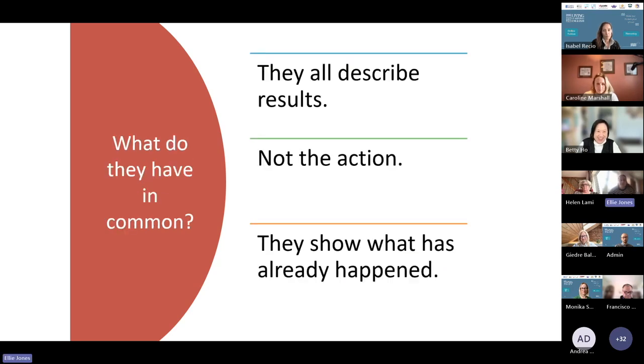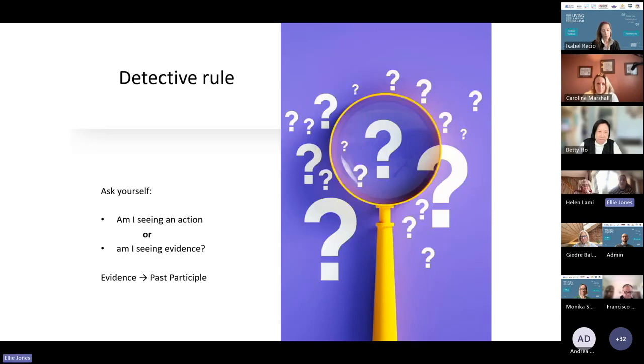So what do these past participles have in common? They all describe the results, not an action. The result of the action is what we are interested in. They talk about something that has already happened. So, if you're not sure whether you need to use a past participle or not, apply the detective rule. Ask yourself, am I seeing an action or am I seeing the result of an action, the evidence? If you're seeing the evidence, then you're going to want to use a past participle.